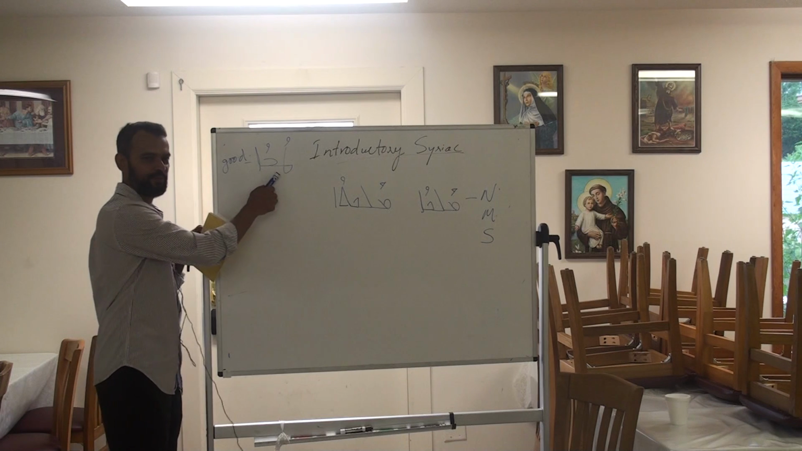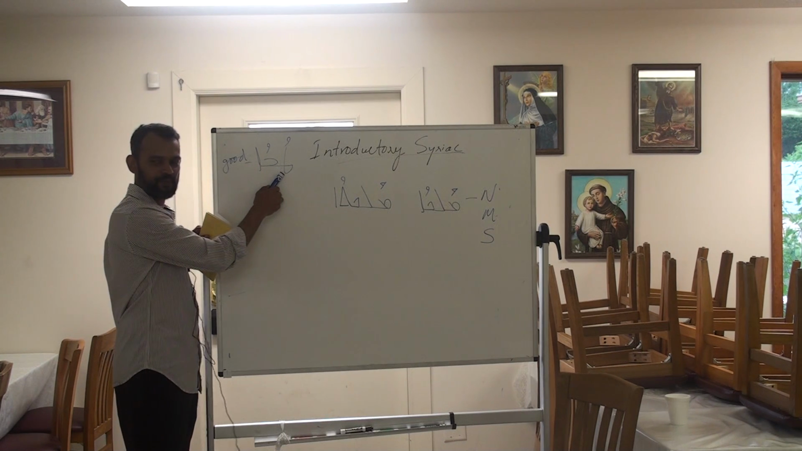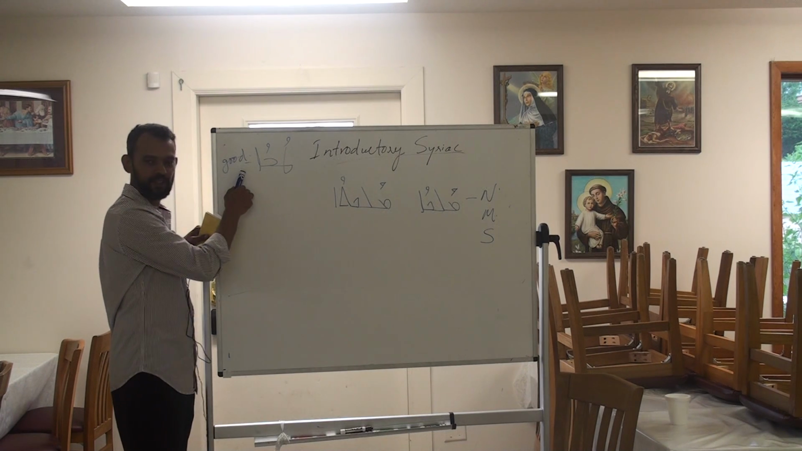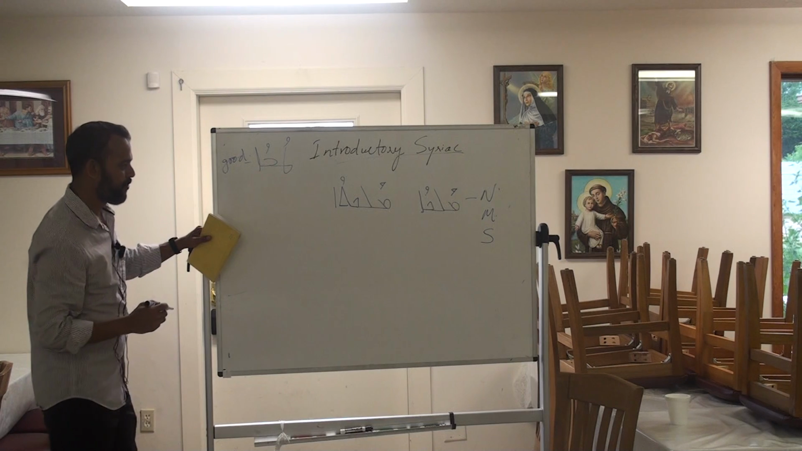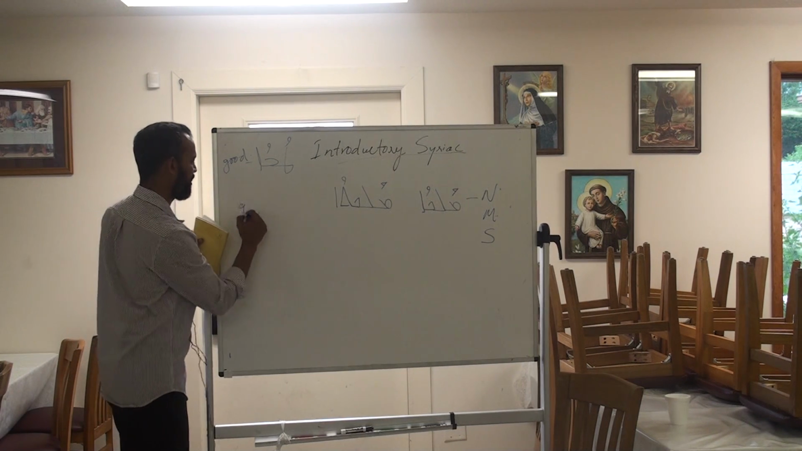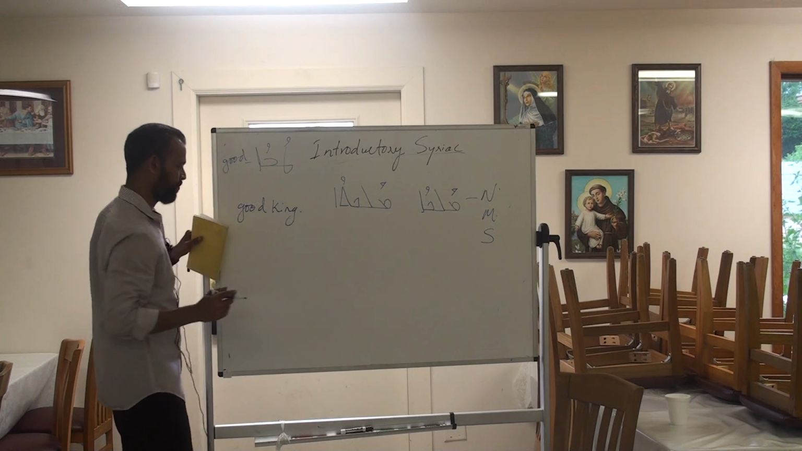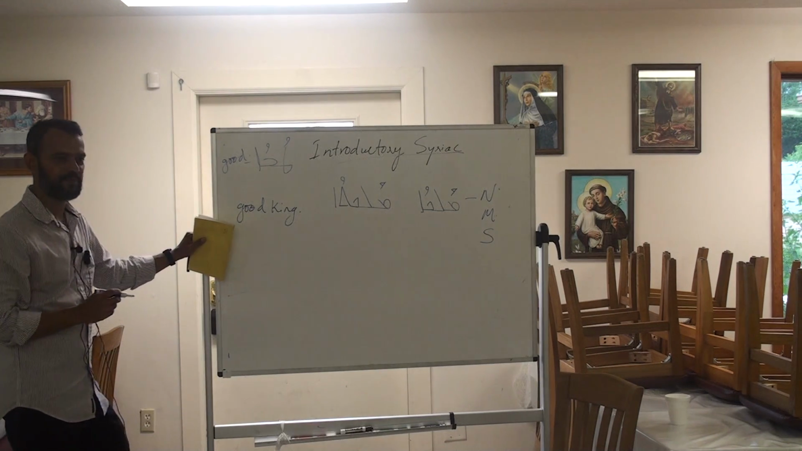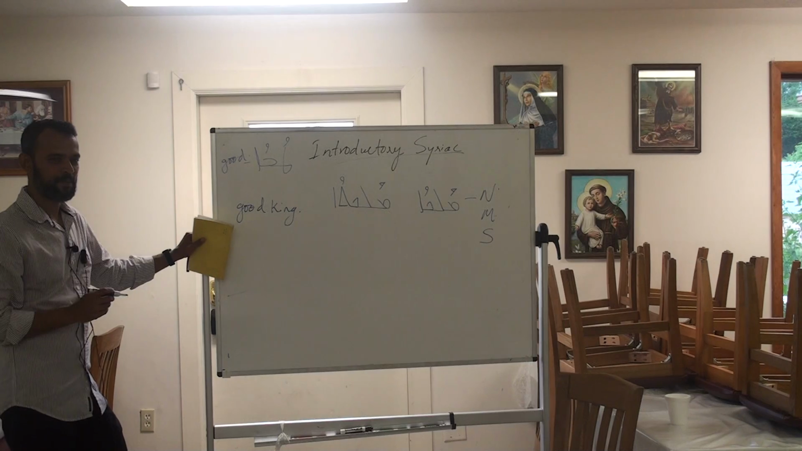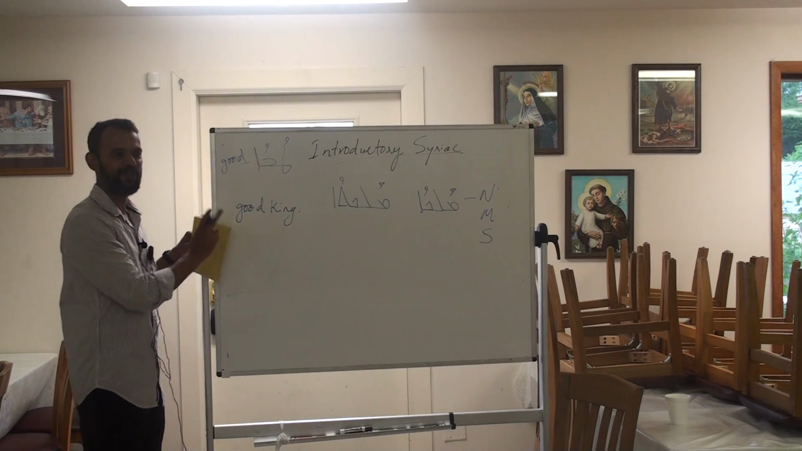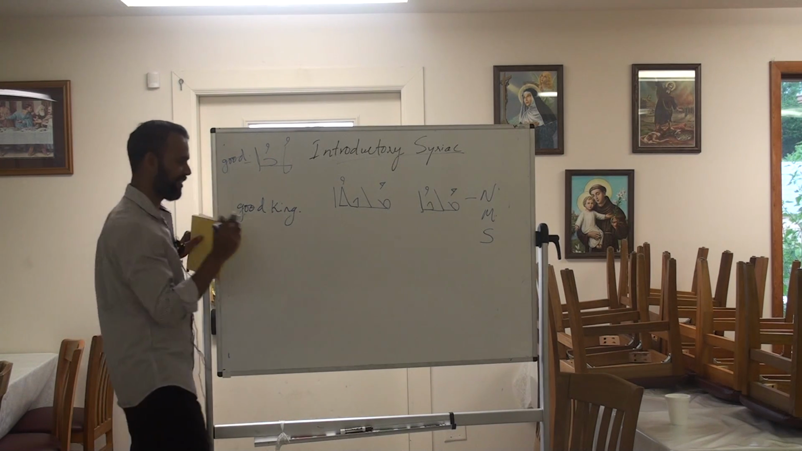Can you read this? Tobo. Meaning good. So if you want to write a good king, what would you do? Malko Tobo. Exactly.